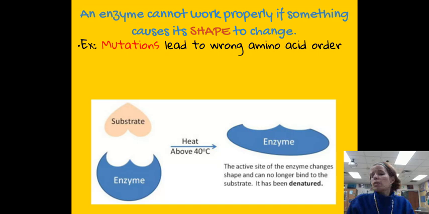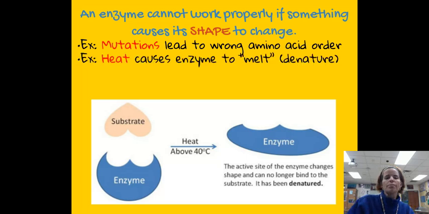That kind of thing could happen in, say, somebody who's lactose intolerant. They have a mutation that causes their enzyme lactase, which breaks up lactose into two pieces, to not function correctly because it might be misshapen, and that could be due to a mutation in their DNA. Other things that could cause enzymes to be misshapen: heat is a big one.